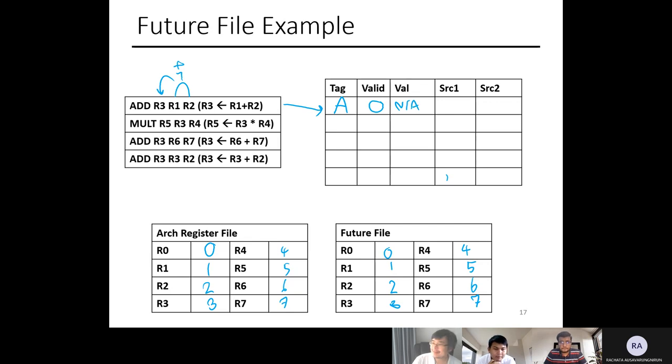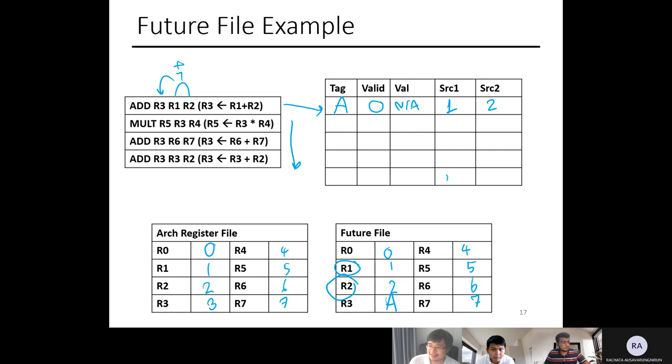And slash A. What are the sources? R1 and R2. What is R1? You look at the future file, and R1 is 1, so source 1 is 1. R2, you look at the future file, is 2, so source 2 is 2. Now, where do you write the result? R3. So where do we update R3? In the future file. In the architectural register file, we don't do anything yet. In the future file, we get rid of the old R3, and now R3 points to entry A. Because we don't have the valid value yet, if anyone uses R3, they go look at that entry. So anything that comes after this instruction will find R3 by looking at it.